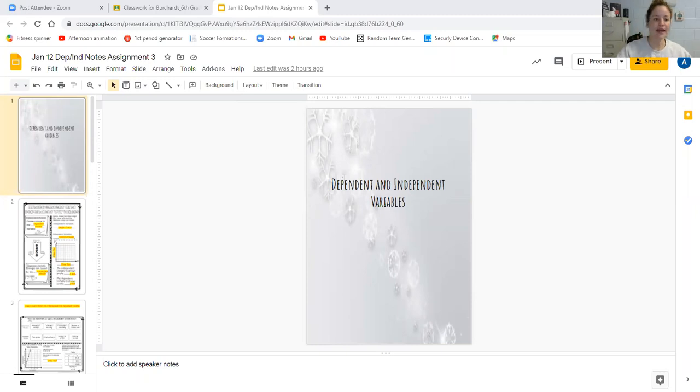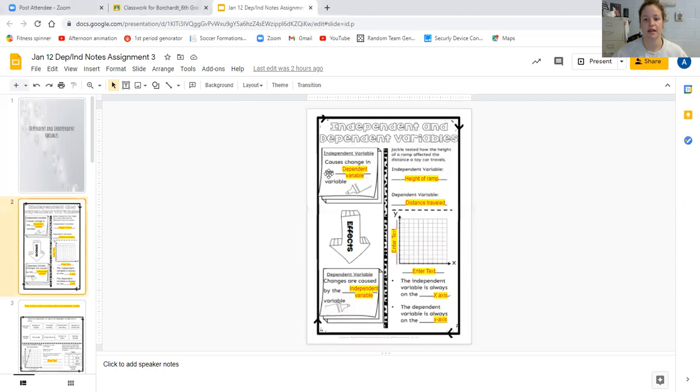Now on the next page, we're going to be going over some notes on independent and dependent. In this first slide, when you open up your copy, yours are blank, so you're going to have to type in yours because I made a copy for each of you so that you could follow along with the lesson. Independent variables cause change in the blank variable. What does the independent cause a change in? Chat it up.